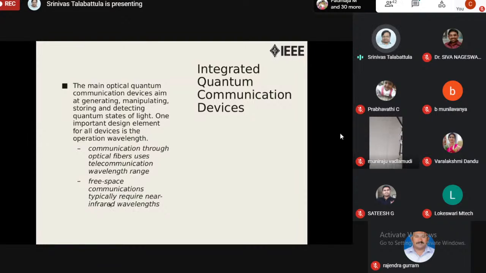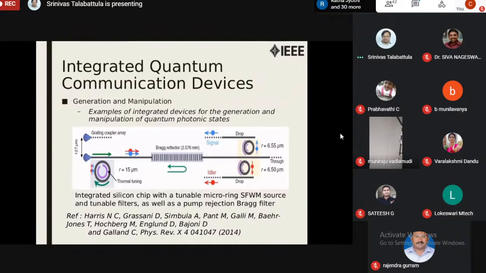Visible light also is very good. Or sometimes, depending on the sources that you have, you can create integrated devices. But of course, I'm not discussing too much about free space communications, but on the chip. So this is an example of integrated quantum communication devices for generation and manipulation of photons. How do you generate and manipulate photons is an important question.